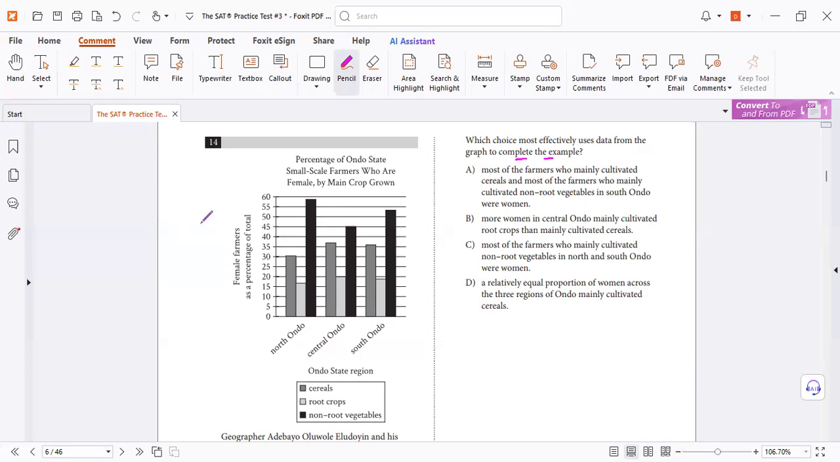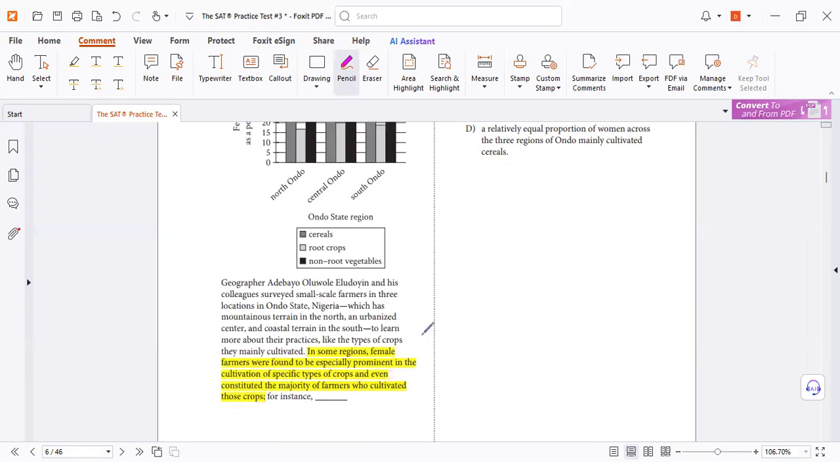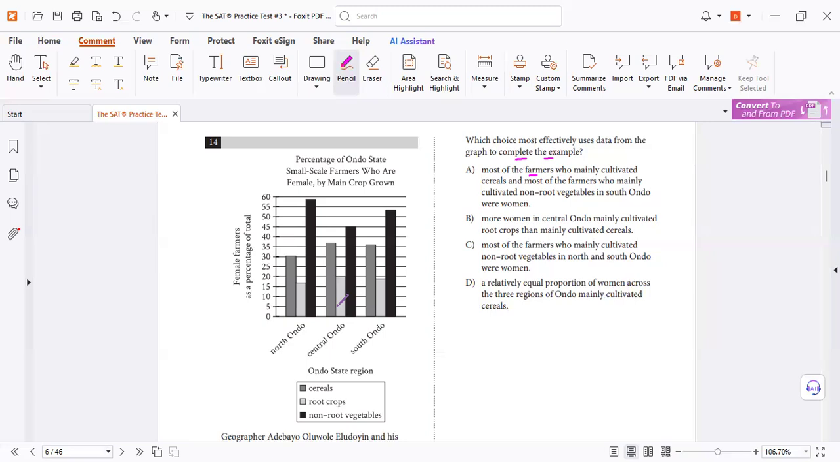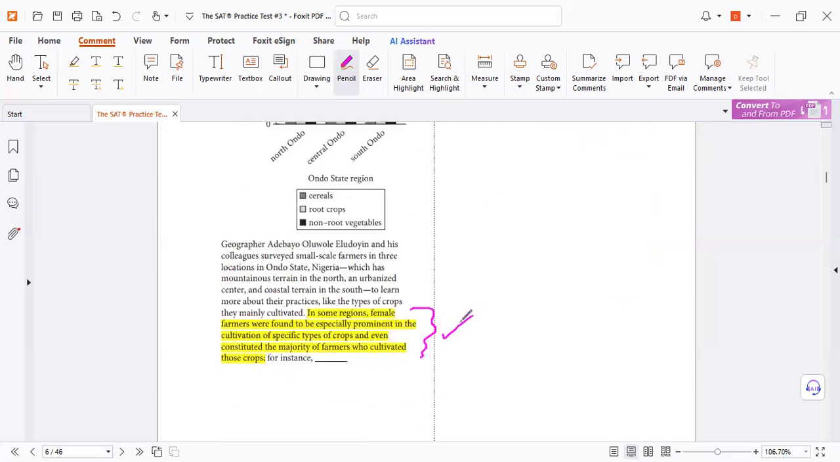Again, Letter A. Literally we have a trouble. Most of the farmers were mainly cultivated, and the most of the farmers were mainly cultivated. He didn't mention males or females. So it's out of the question. Remember this trap. We need an answer to support the main point in the text and the graph, not only on the graph. So we will find the answers already in the graph. Okay, but out of the question.